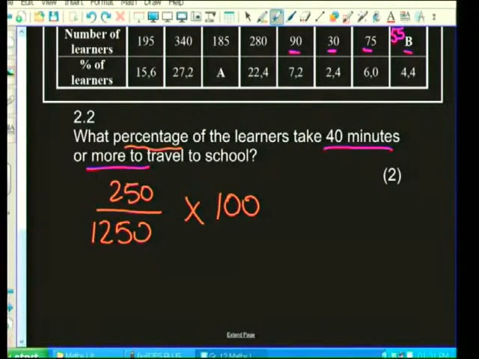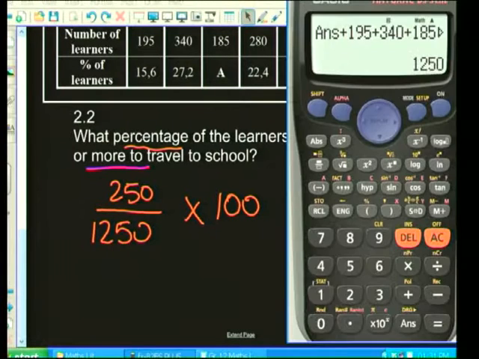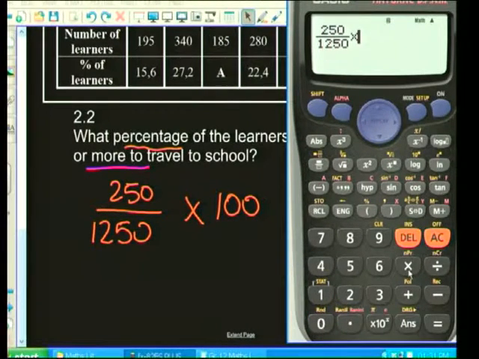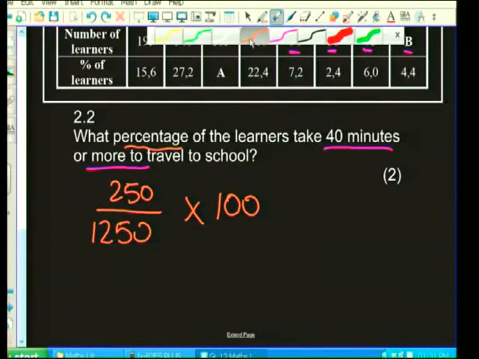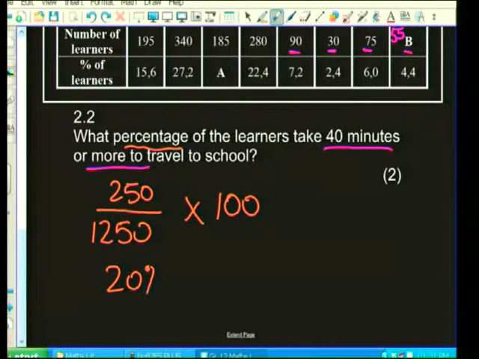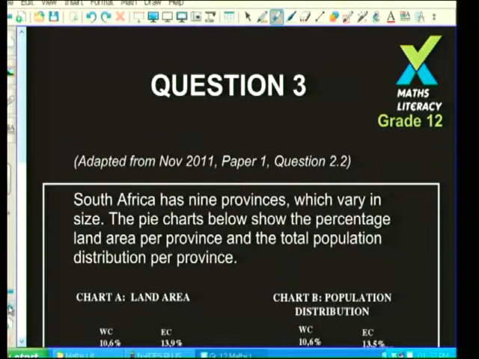And we want to write that out as a percentage. So get your calculator out. Let's clear that. Use your fraction button. 250 divided by 1250. And don't forget to times by 100. Get an answer of 20%. So 20% take 40 minutes or longer. And that's quite a big percentage. Right, let's move on to our next question.